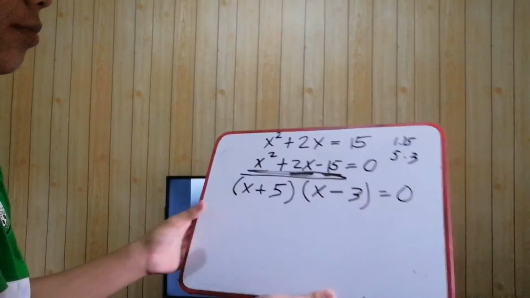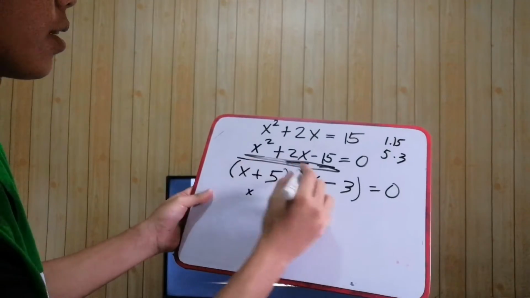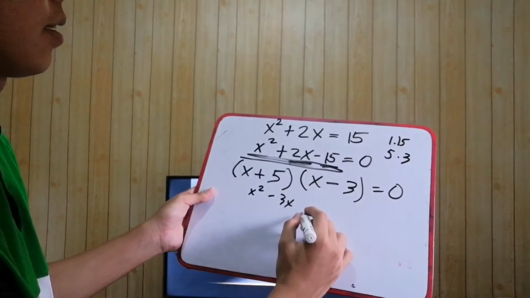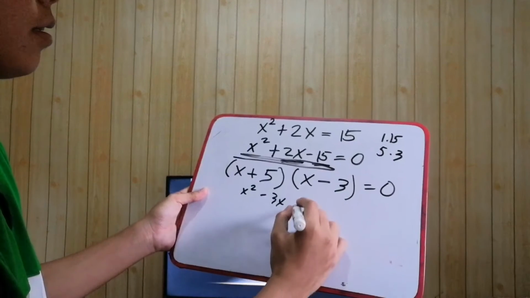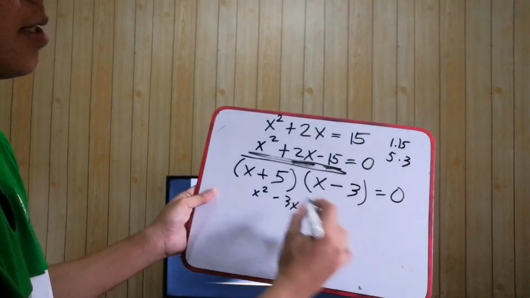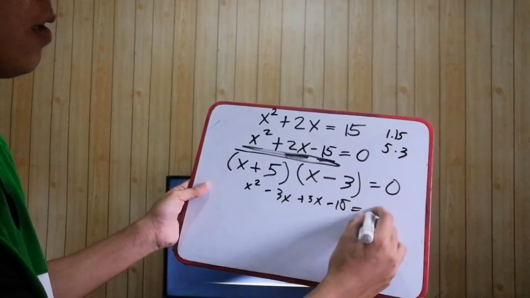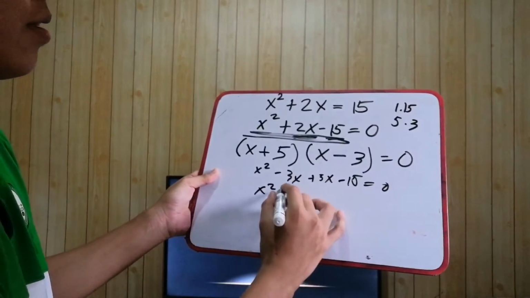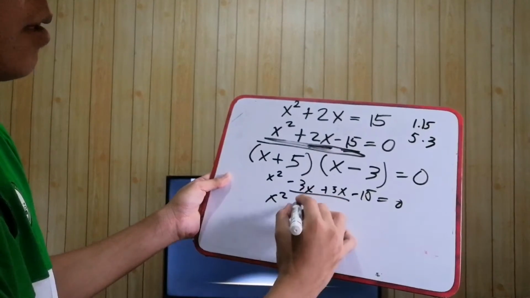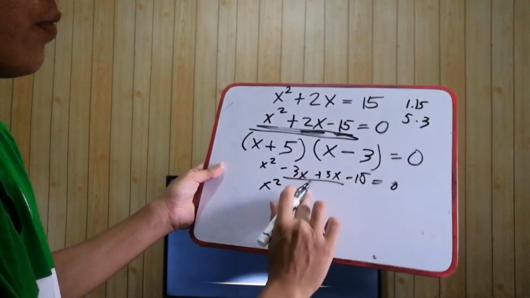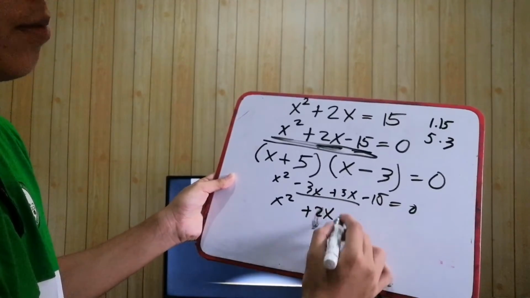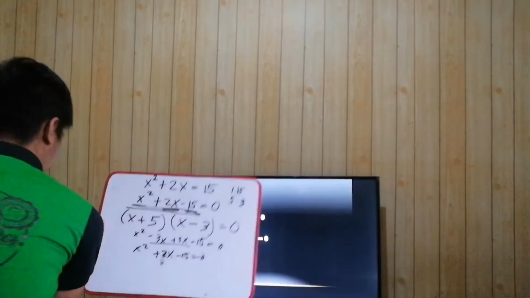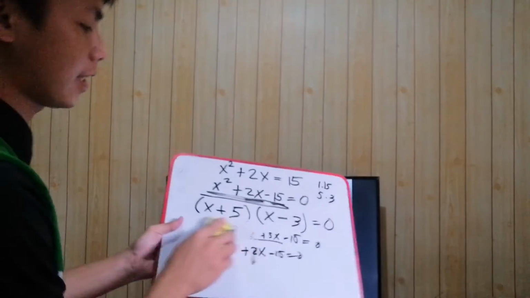So, let's check. X squared plus 3x plus 5x plus 15. So, ito squared, 5x na matitira. 2x I mean minus 15. So, tama ang ating factors.